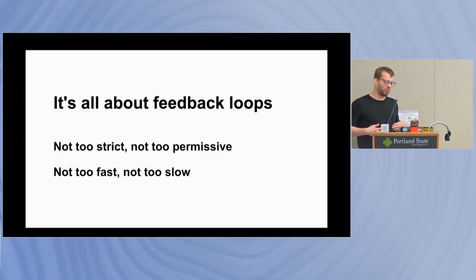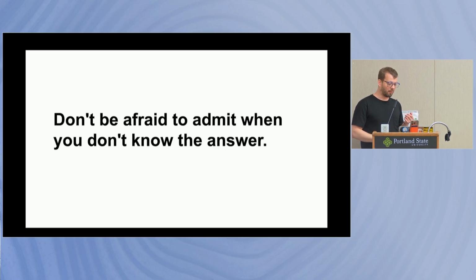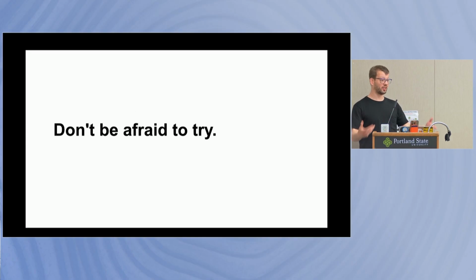So we need feedback loops. We need them to be not too strict, but not too permissive. Don't be afraid to admit when you don't know the answer, and also don't be afraid to try something. So it's a balancing act.